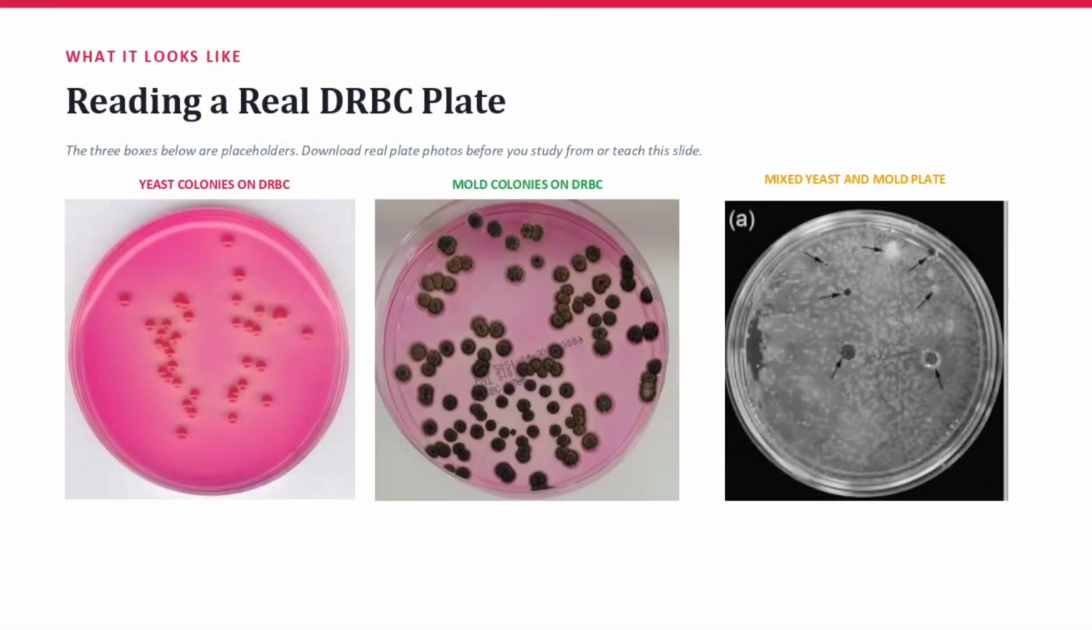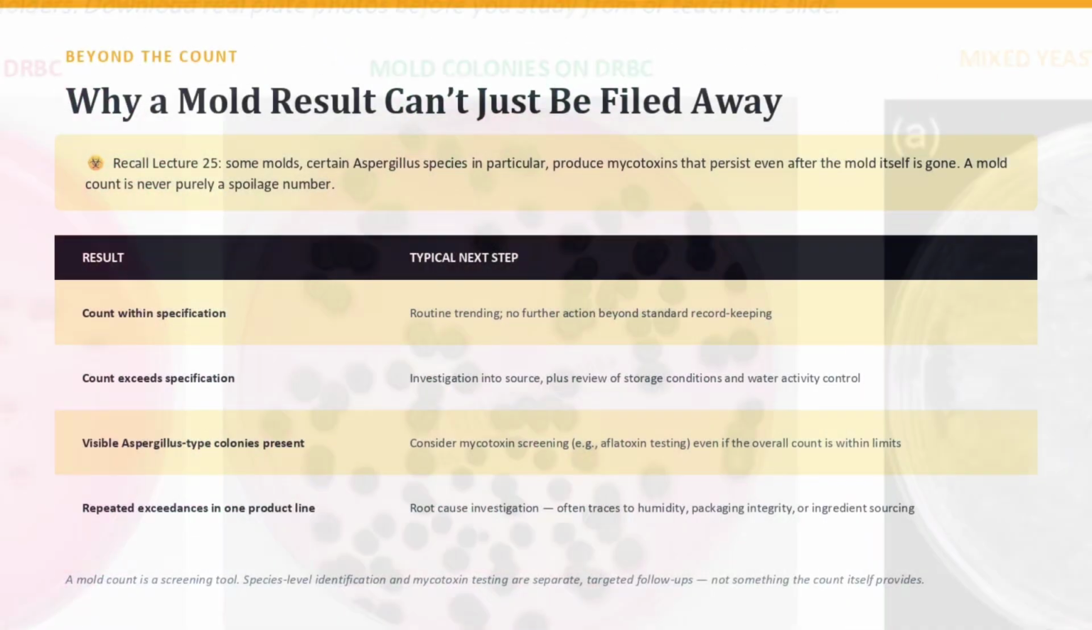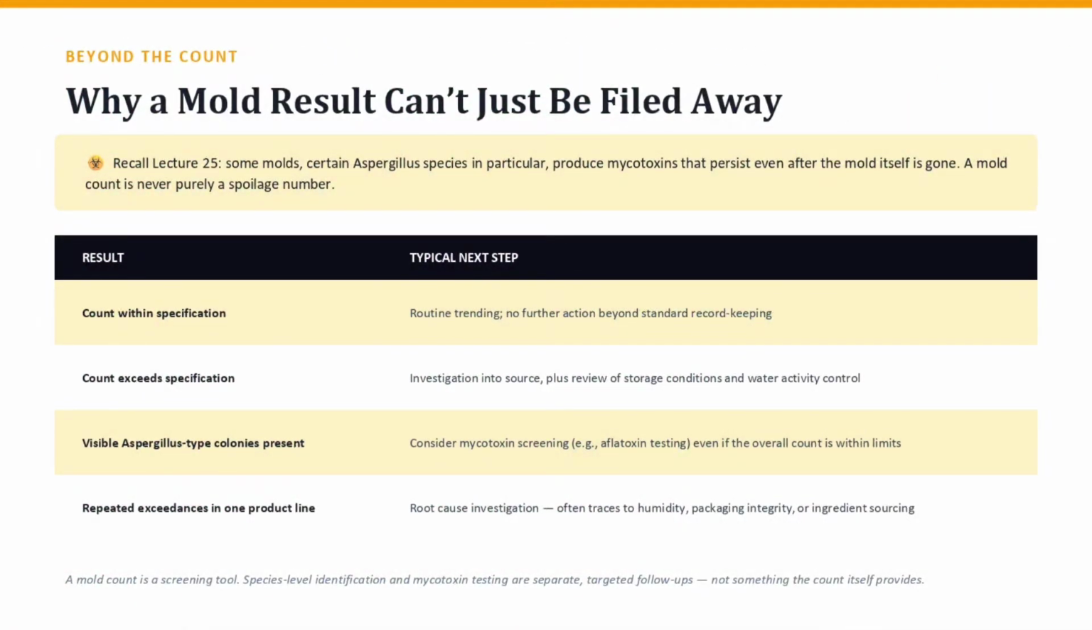Now let's look at what this actually looks like in practice. Take a look at the 3 photos on this slide. First, yeast colonies on DRBC: smooth, raised, pink colonies. Second, mold colonies on DRBC: fuzzy, spreading colonies with visible spore pigmentation. And third, a mixed plate showing both colony types together, which is genuinely the most useful reference, since it lets you compare the two side by side on the exact same medium. Once you have seen yeast and mold colonies together on the same plate, telling them apart on a real bench sample becomes almost automatic.